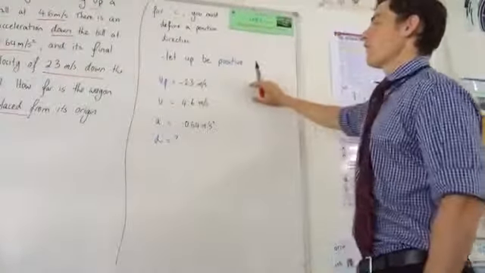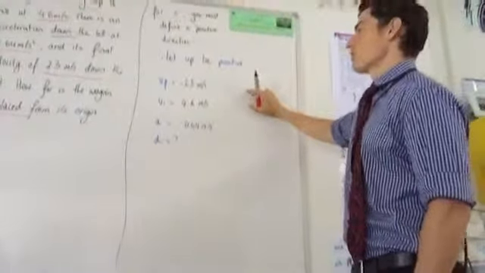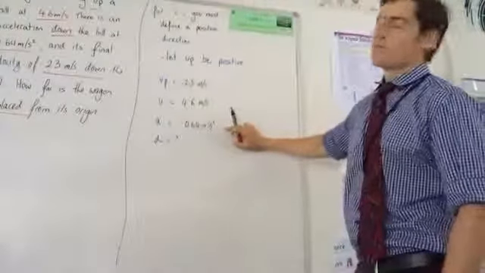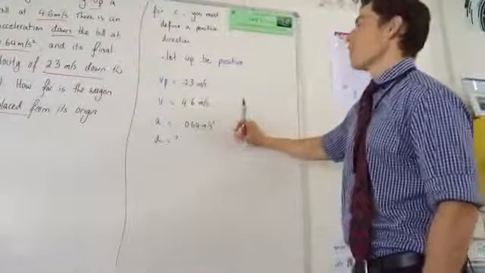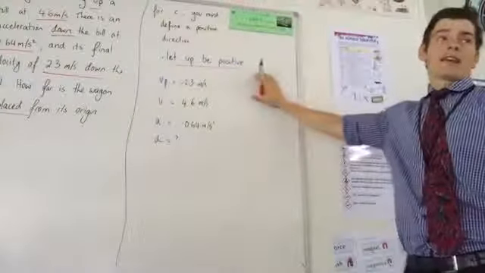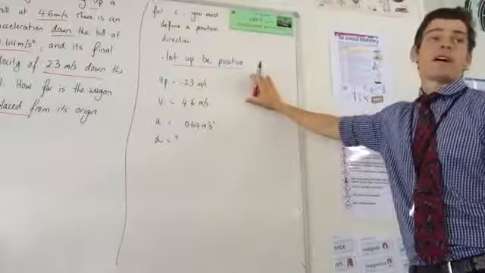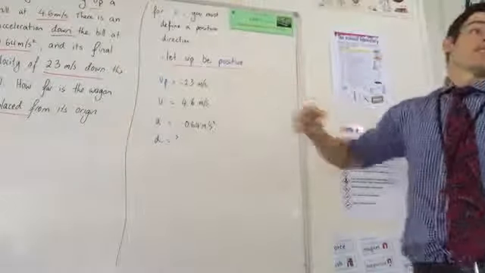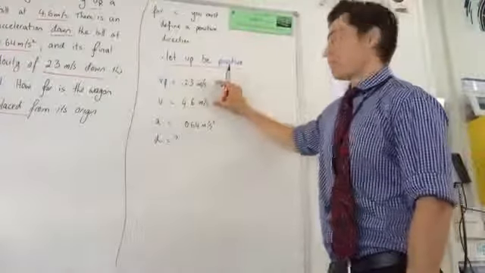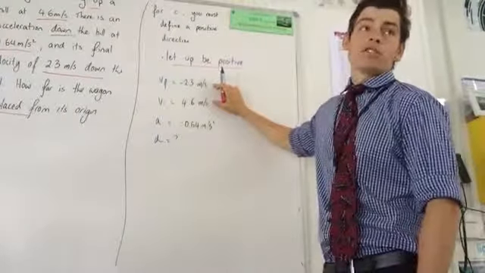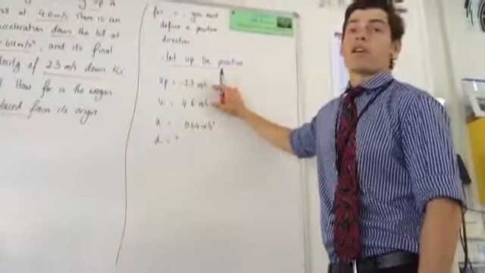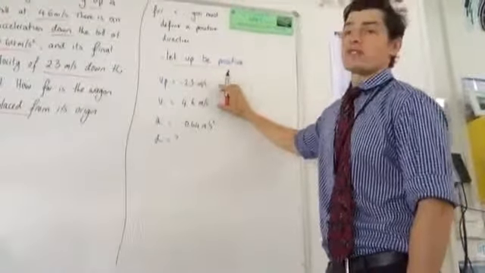I know that VF is negative 2.3 meters per second, VI is 4.6, and A is negative 0.64 meters per second squared. I don't have to let up be positive. I can let down be positive. It does not matter. What does matter is that I'm consistent. So I can't have 4.6 and positive 2.3. They're applying in opposite directions, and you need to show that somehow.